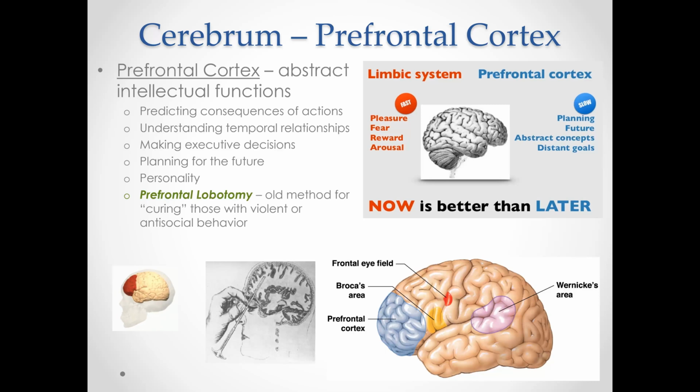And then back in the day, they did prefrontal lobotomies where they would stick an ice pick or other sharp tool either up the nose or through the orbital cavity, and they would basically just scramble the prefrontal cortex. This was an old method used to quote unquote cure those with violent or antisocial behavior, but in a lot of cases it would just make them mindless zombies because they lost all of these higher level abstract intellectual functions.